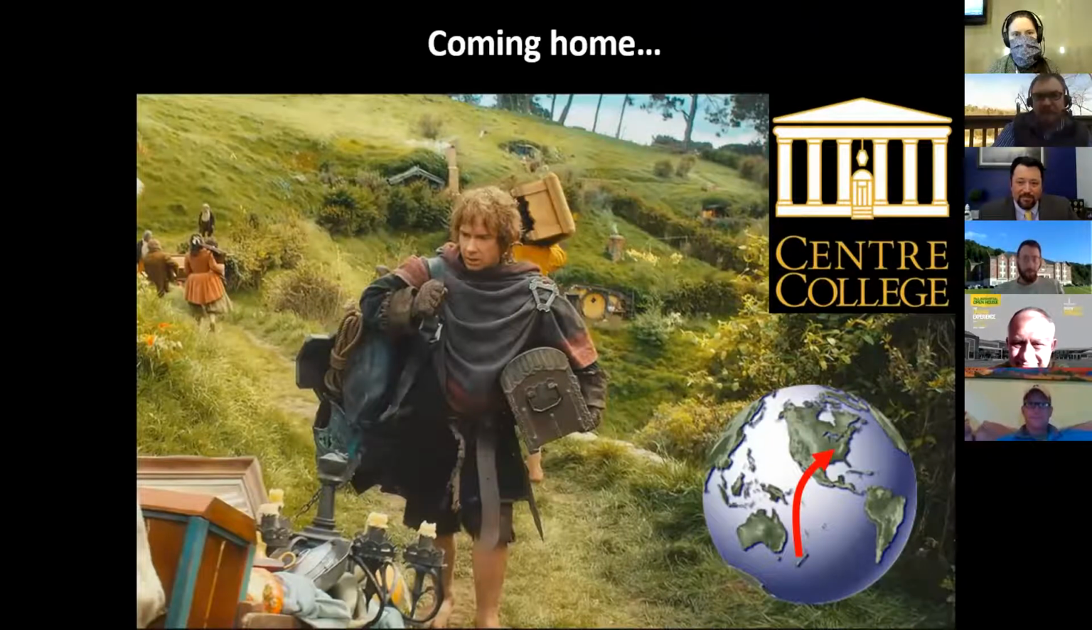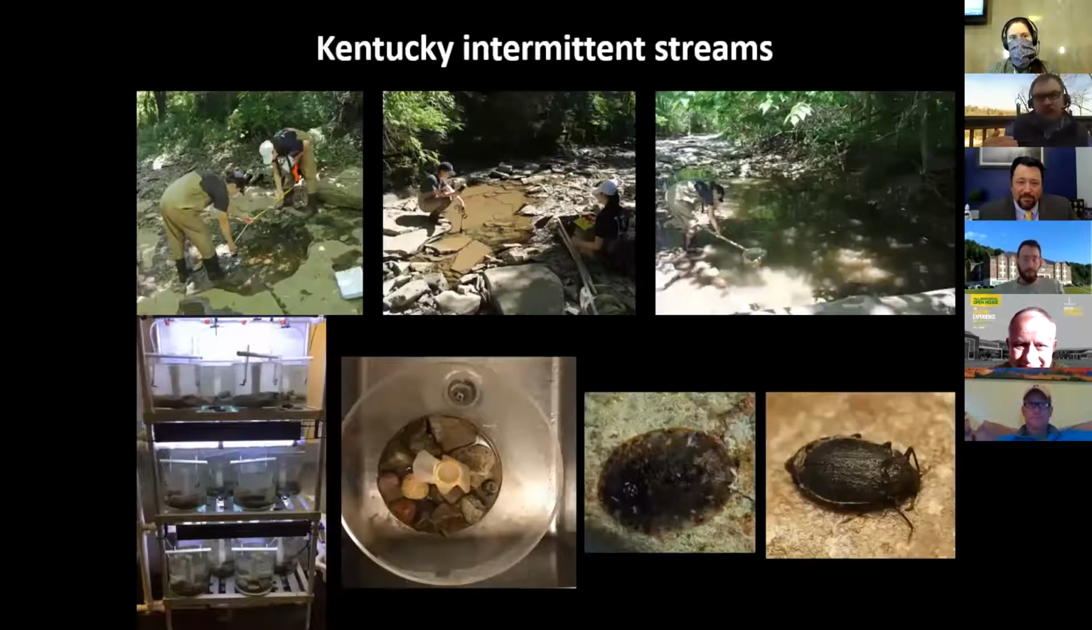And now I'm applying it to some of the temporary streams that we have here in Kentucky. So now I'm looking at temporary streams that not only have to deal with drying for part of the year, but you also have flooding and fast flowing water, which is actually even more challenging for some of the invertebrates. And so now I'm trying to find, okay, what invertebrates do we have here in Kentucky that might be similar to those that we see in New Zealand?